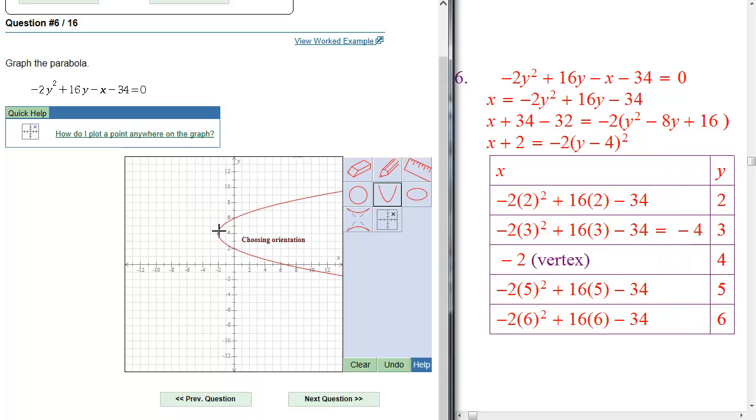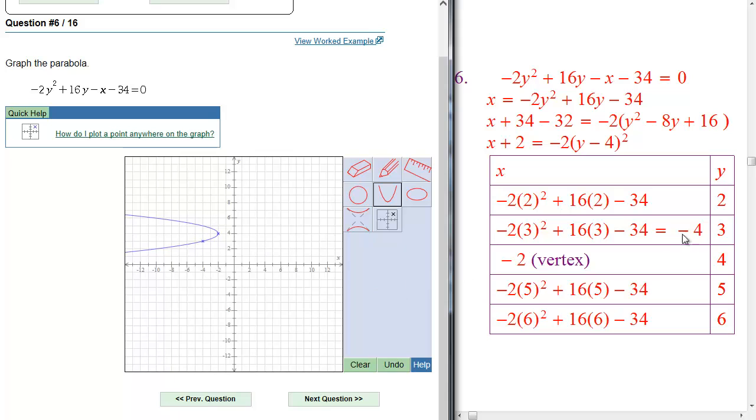Click, drag the parabola in the orientation you want. If it's up, you drag up. If it's down, you go down. If it's right, you go right, and so on. In this case, since the -2 is the coefficient of y squared, we know it opens to the left. So click on the left side and then drag it to one of the coordinates. So we have -4 is our x and y is 3. So click, and there's your points.